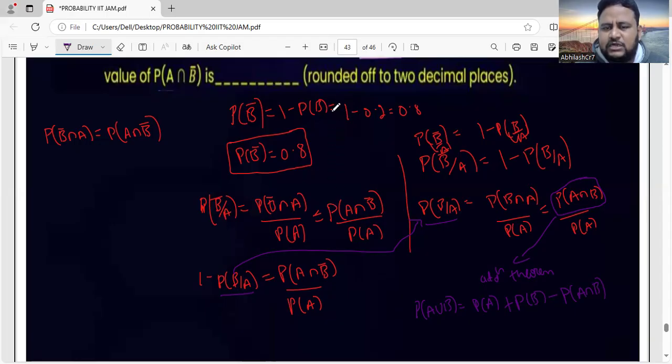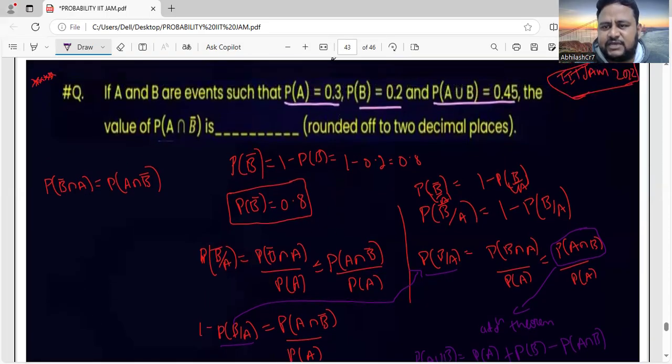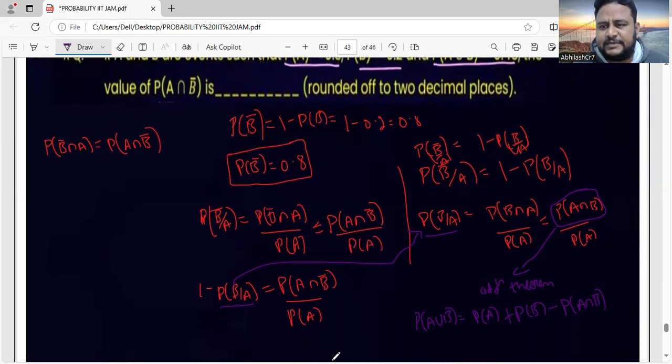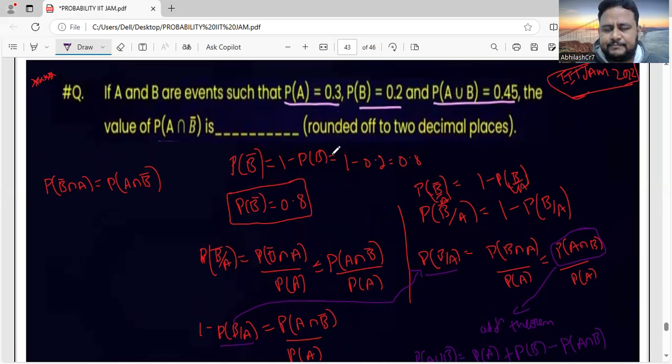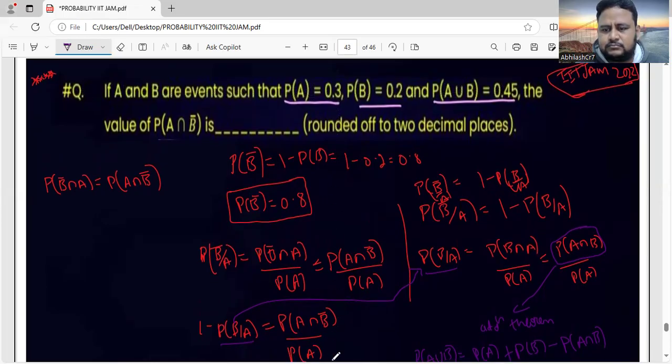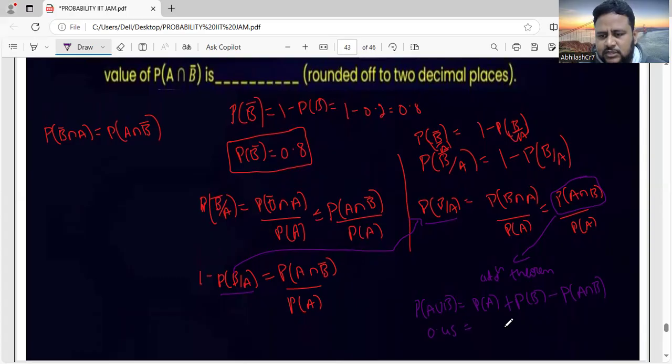Now, what is probability of A union B? It is given as 0.45. What is probability of A? Probability of A is given as 0.3. Probability of B is given as 0.2. We have to find probability of A intersection B. This value we don't know.